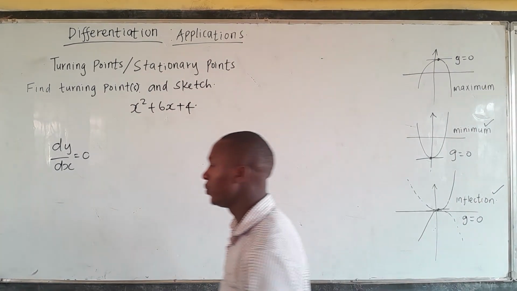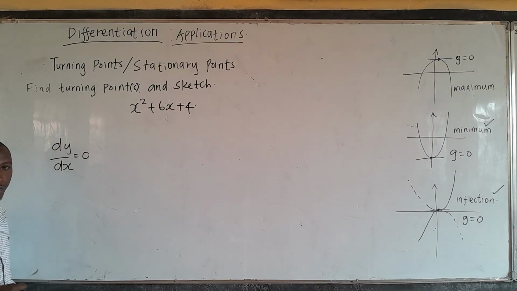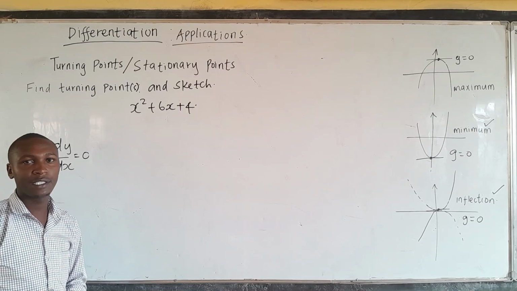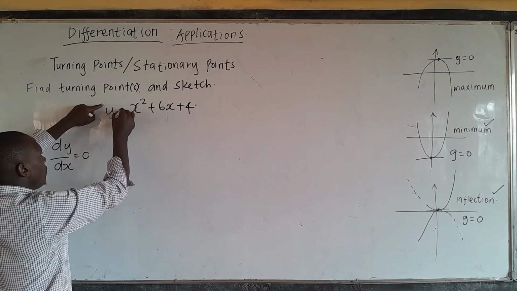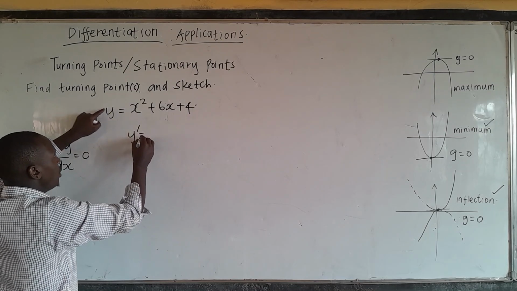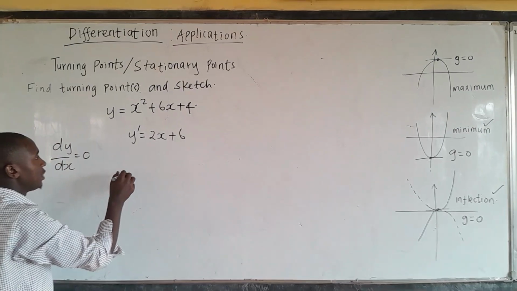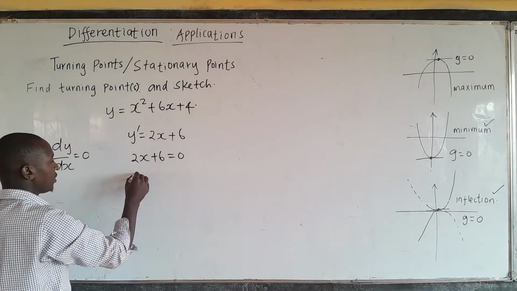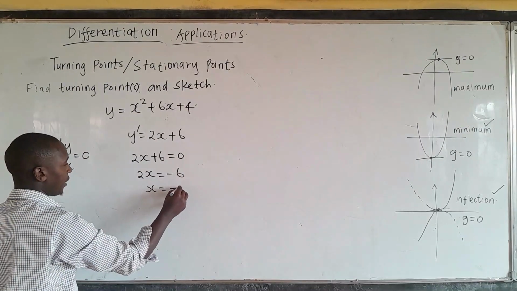So the first thing we do is to find the gradient function and set it equal to 0. The reason is because we know at turning points the gradients are always 0. So the first derivative for this function of y, so y prime, is going to be equal to 2x plus 6. And we are going to set this equal to 0. 2x plus 6 is equal to 0, and 2x is equal to negative 6. x is equal to negative 3.